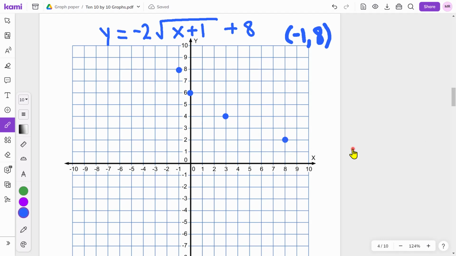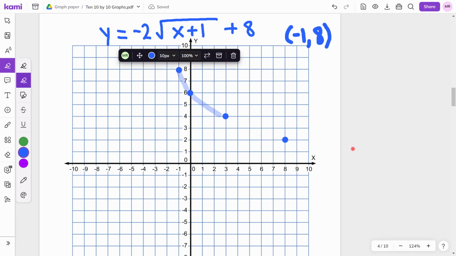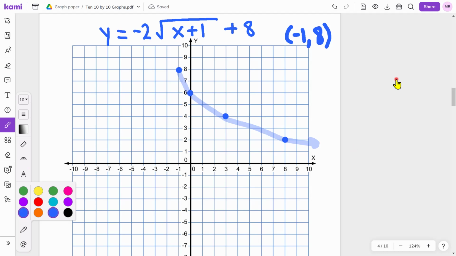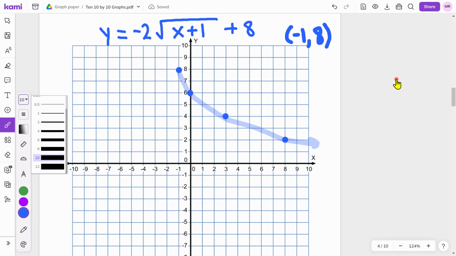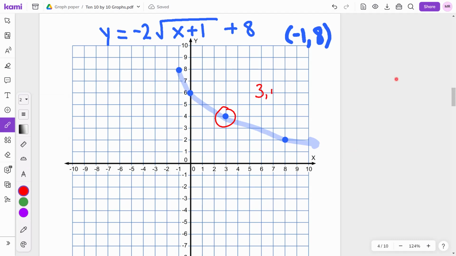So because it has a negative in front, it's going to be flipped where it's going down instead of going up. And if I wanted to just double check any value, just to understand that if I was making a table, I could be substituting in numbers. Let's say this point here, 3, comma 4.